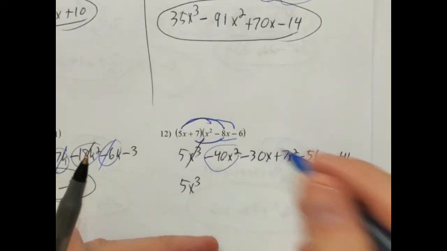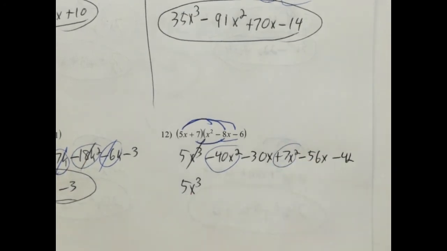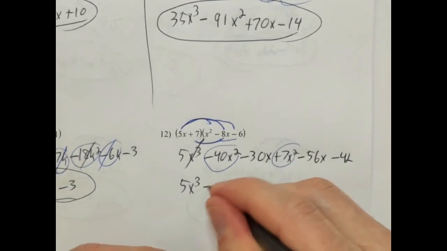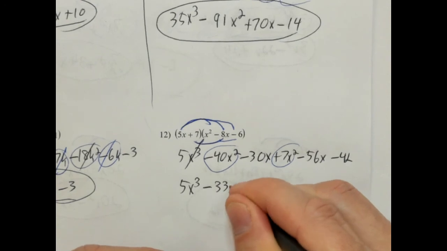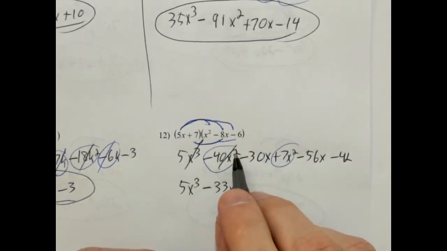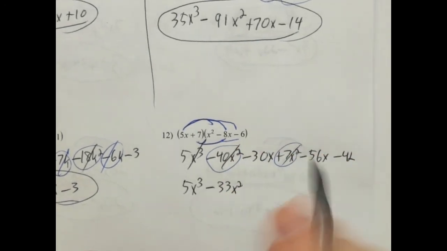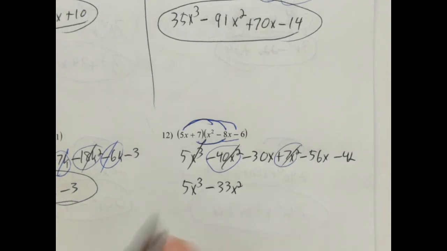Let's go ahead and look at negative 40x squared. So negative 40 plus 7 is going to be negative 33. So negative 33x squared. You'll notice we're not changing the exponents of the variables either. That doesn't happen unless we're multiplying or dividing. Once you start combining like terms, the variables just stay the way they are. We just start worrying about the coefficients at that point.